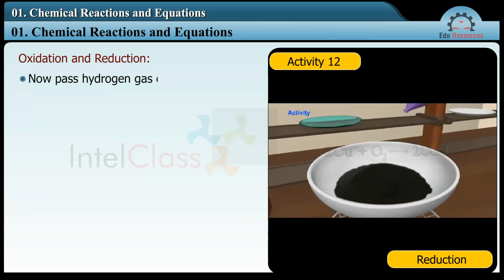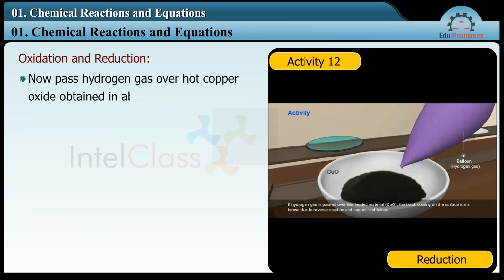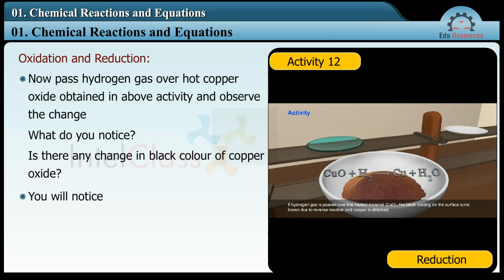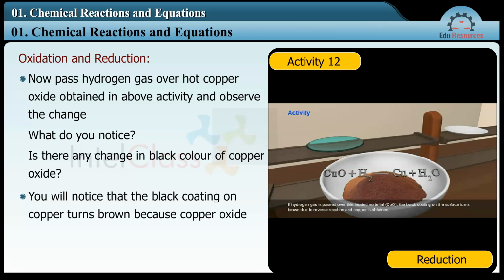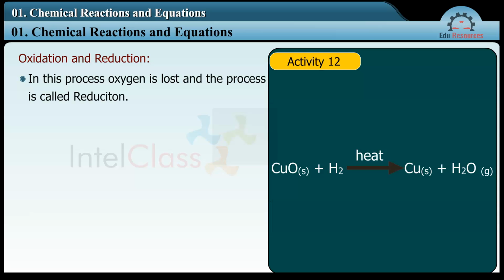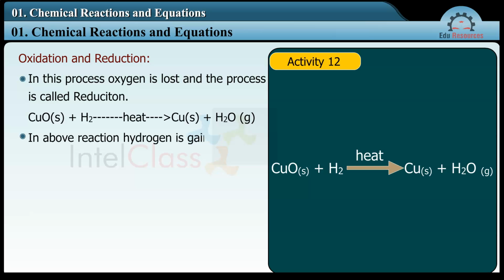Now pass hydrogen gas over the hot copper oxide obtained in the above activity and observe the change. You will notice that the black coating on copper turns brown because copper oxide loses oxygen to form copper. In this process, oxygen is lost and the process is called reduction. CuO plus H2 in the presence of heat gives rise to Cu plus H2O. In the above reaction, hydrogen is gained. Such a reaction is called a reduction reaction.